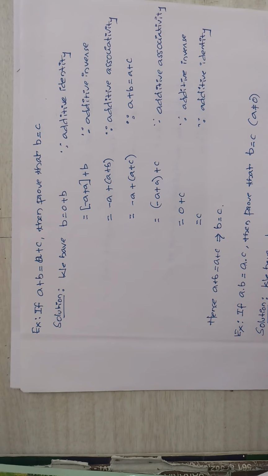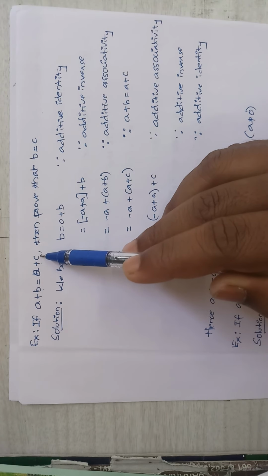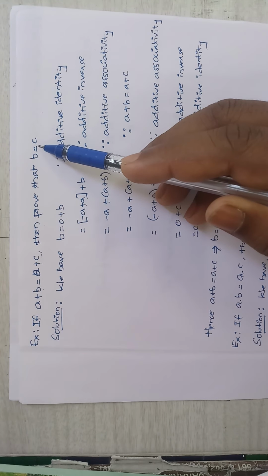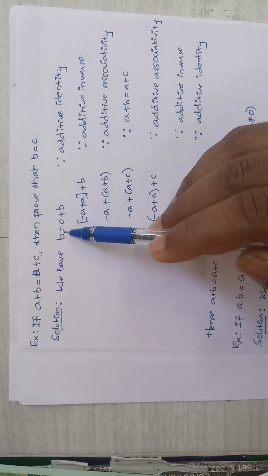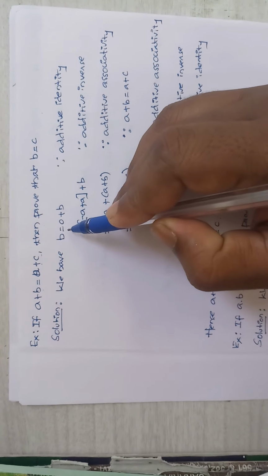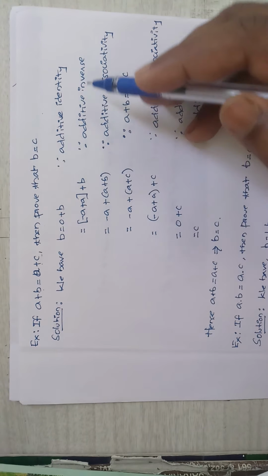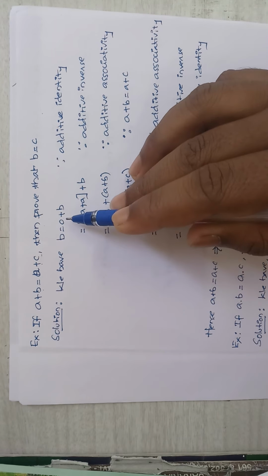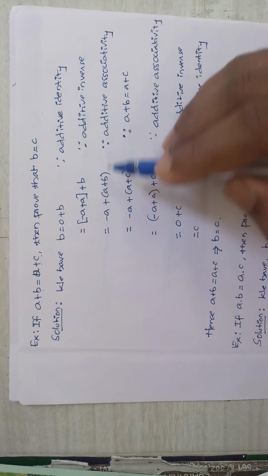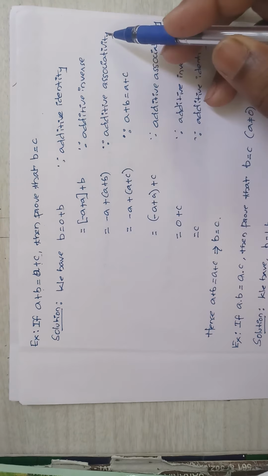So next, if A plus B is equal to A plus C, then prove that B is equal to C. The solution for this is: we have B is equal to 0 plus B, using additive identity. Here I am taking the additive inverse, minus A plus A, which becomes 0. So using additive associativity, I am writing this as minus A plus A plus B.